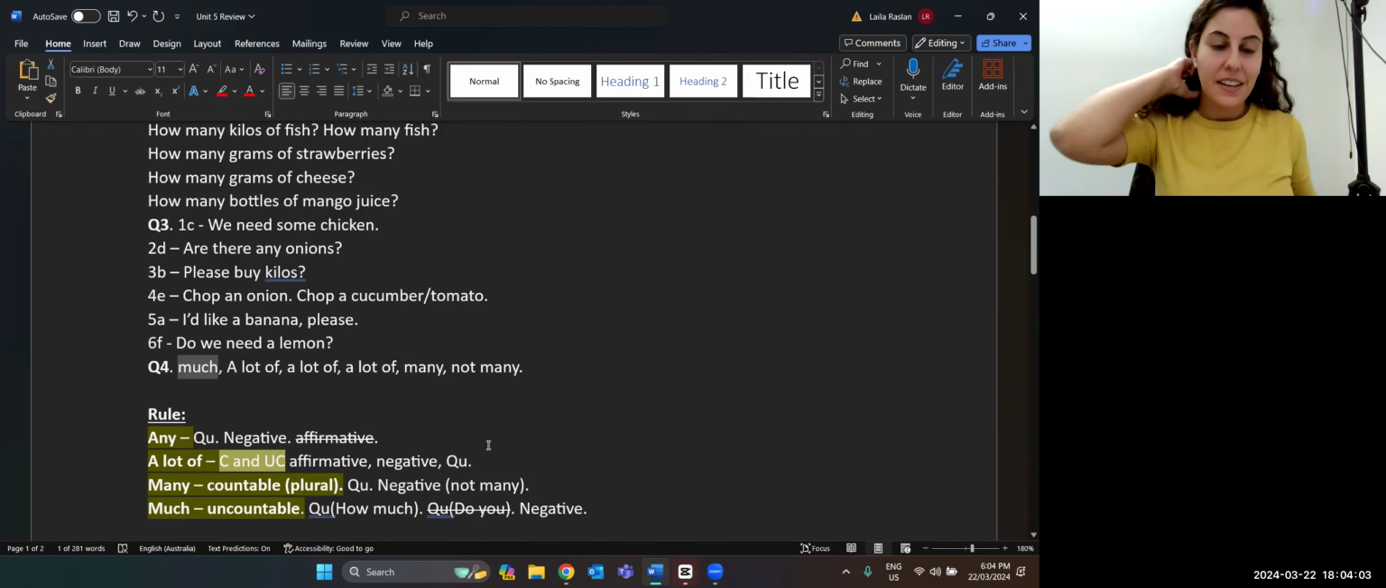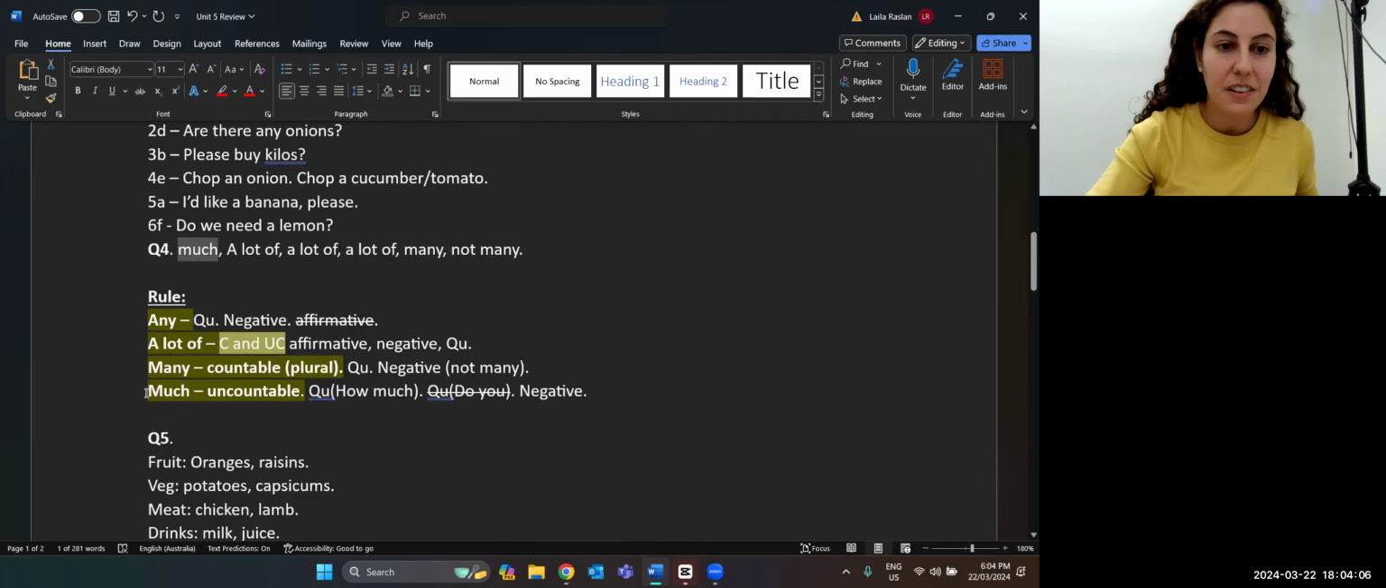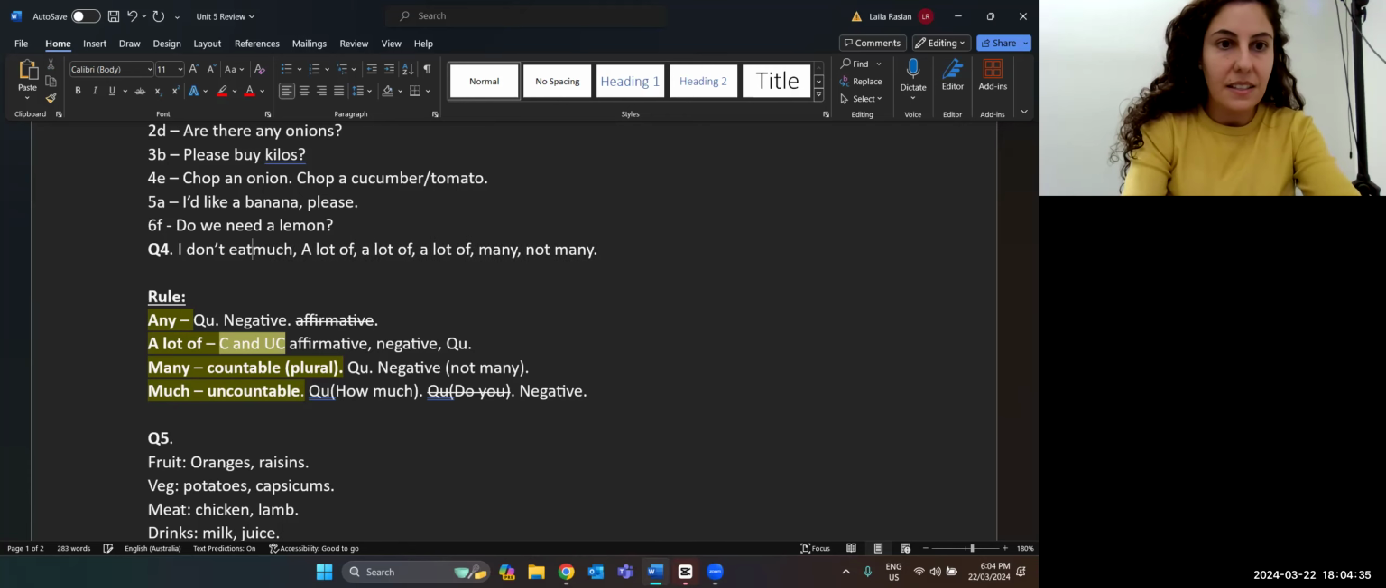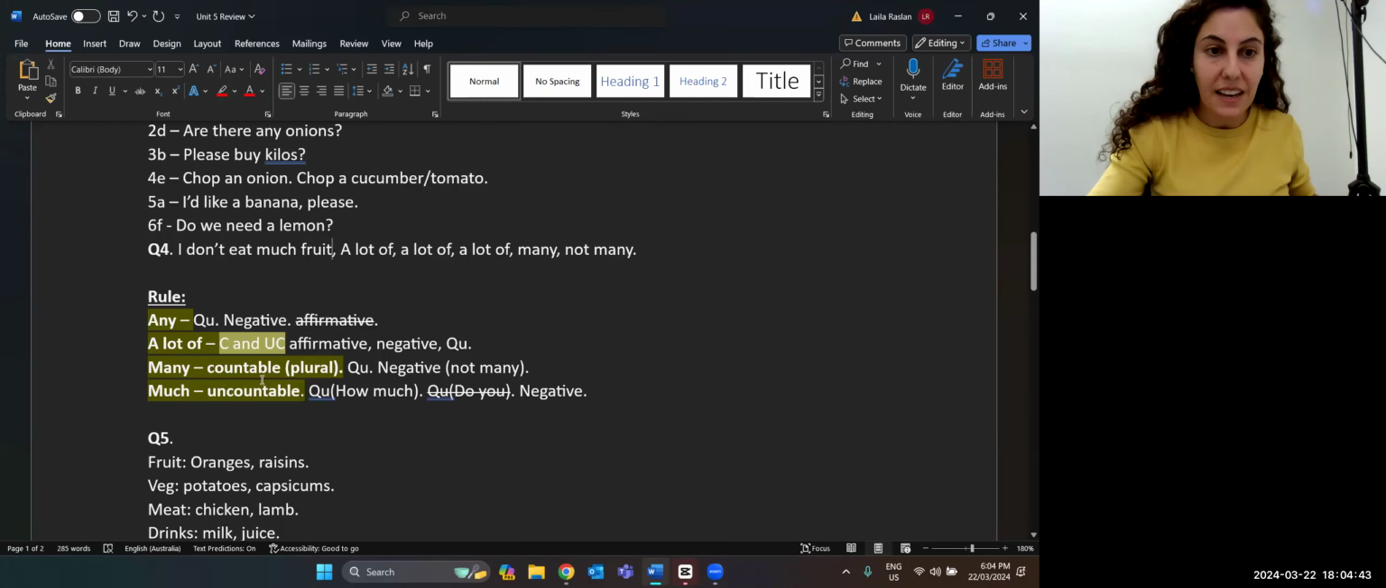much fruit. So remember, when we use much, let's have a look at the rule. When we use much, it's with uncountable nouns. Now we know fruit, food, rice, oil, juice, these are all uncountable nouns. So do we need much? I don't eat much fruit. It's used in a negative sentence. I don't eat much fruit. Okay, so no S because we know it's an uncountable noun?